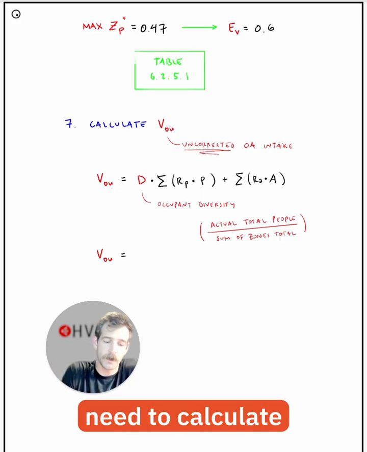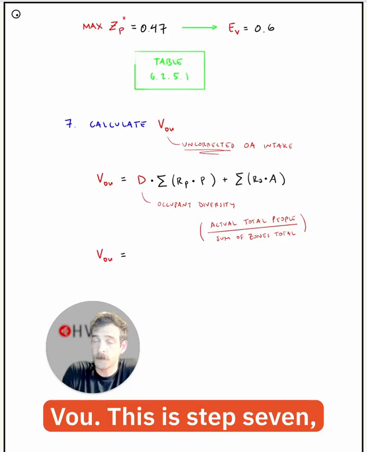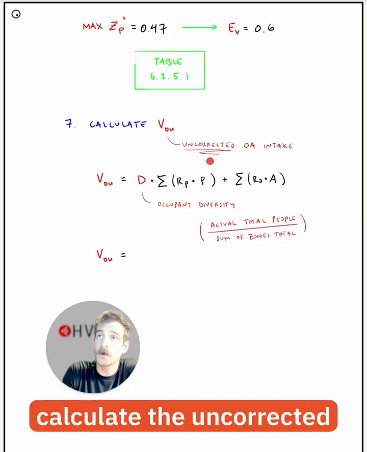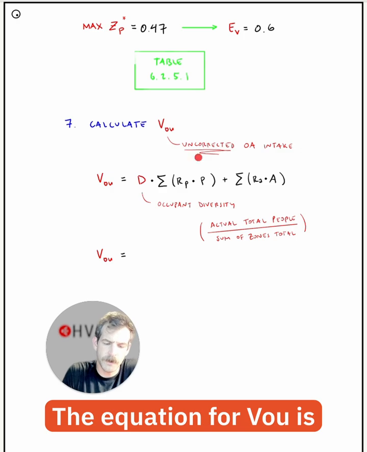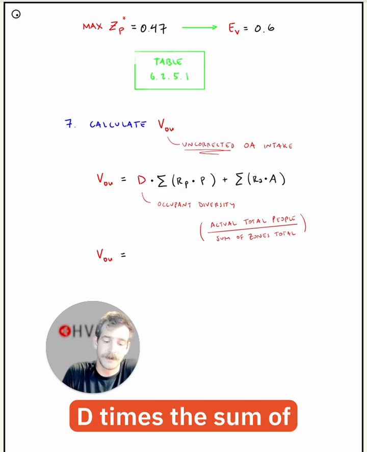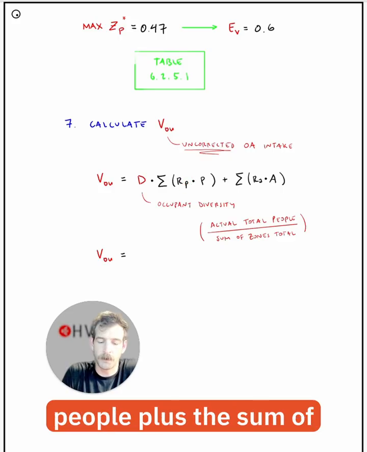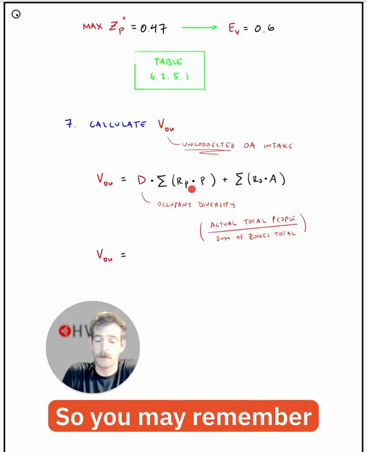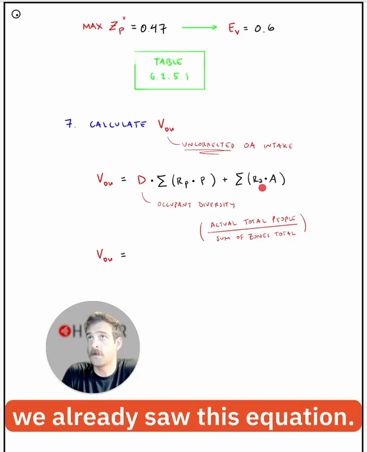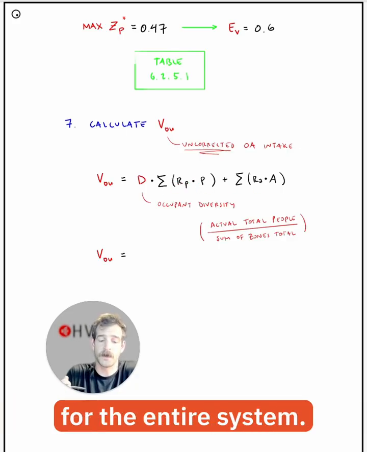But first, we need to calculate VOU. This is step 7. Calculate the uncorrected outdoor air intake. So this is for the whole system. The equation for VOU is D times the sum of your people rate times people plus the sum of your area rate times area. So you may remember from step 1, we already saw this equation. Now we're calculating it for the entire system.